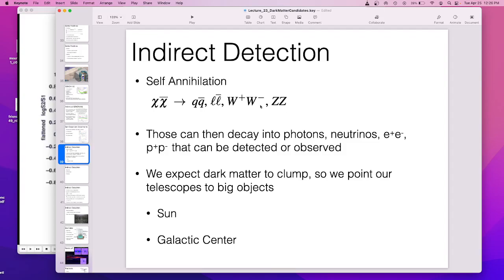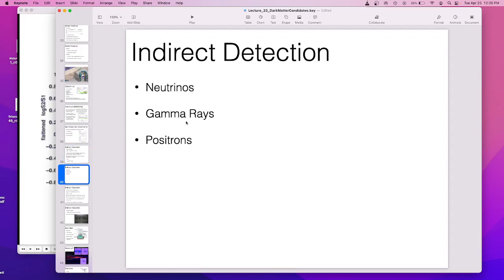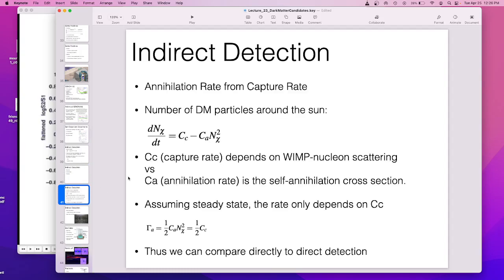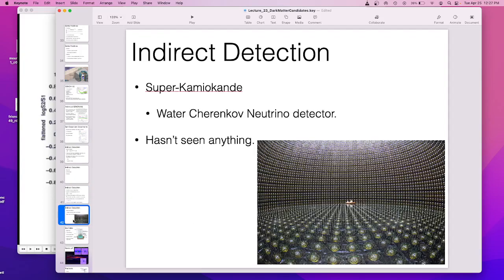So we expect dark matter to clump. So we're going to look in neutrinos, gamma rays, and positrons. I'll tell you why in a second. So the annihilation rate comes from the capture rate, because the sun can only annihilate the dark matter that's in it. Why is the dark matter going to be in the sun? Because it's massive, so it should fall in. So we look at massive objects like the sun or Sagittarius A star, the black hole, and look for events there.